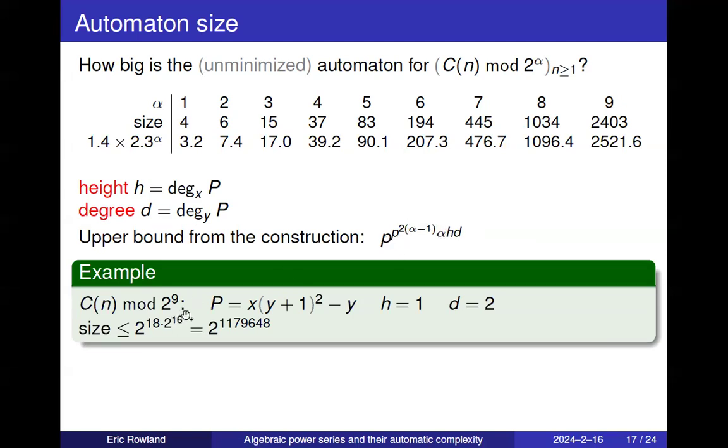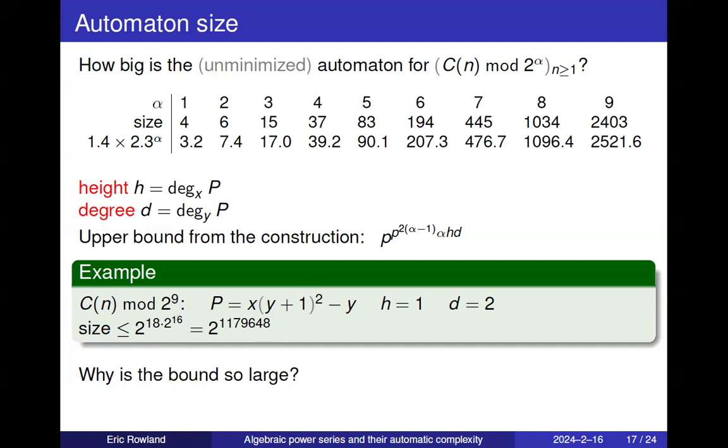Just to give you an example of how bad this is, for the Catalan numbers mod 9, this is the polynomial for the Catalan numbers. It has height 1, x degree 1, and degree 2. This is the bound that the construction gives, whereas the actual size is at most 2,500. So this is way larger than what we're seeing in practice.